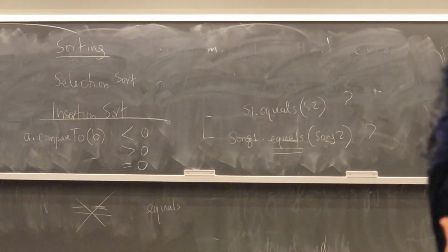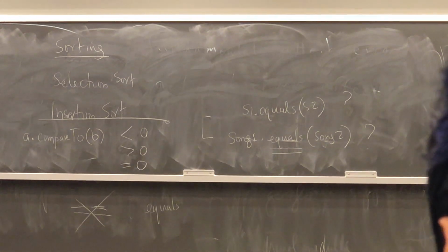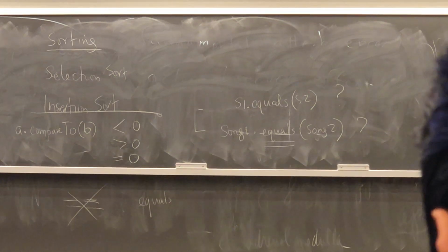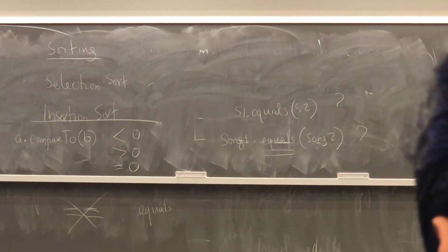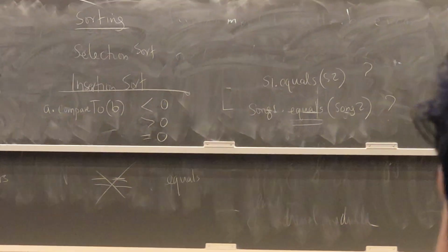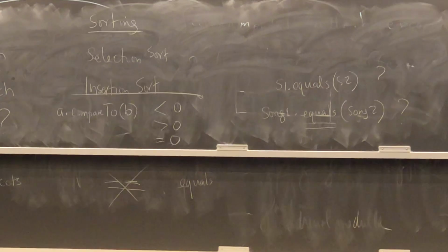So the first thing I want to go through is the idea of how do you write equals for something like Carol the robot. Okay, so let's take a look at that. See, it's coming up here.